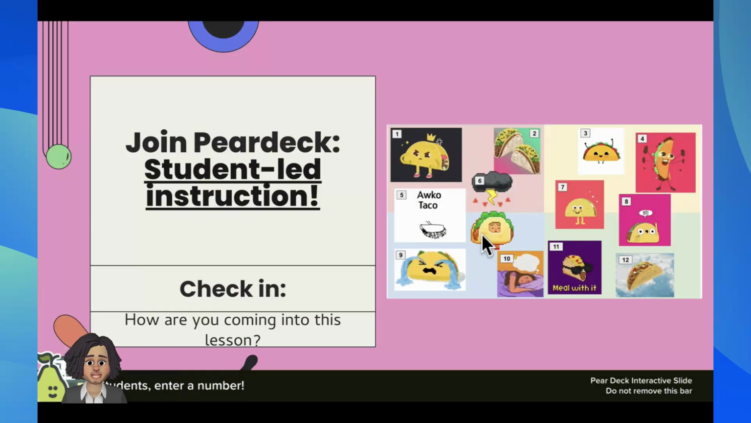So let's take a moment and click on into the Pear Deck. This is student-led instruction, so you're free to pause the video and come back whenever you are ready to do so. When you log in, just go ahead and do a quick check-in. Enter a number of how you're feeling today. Good.